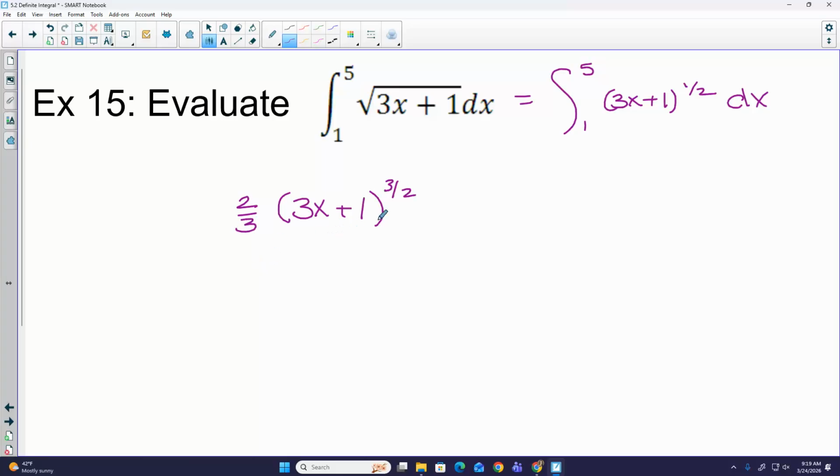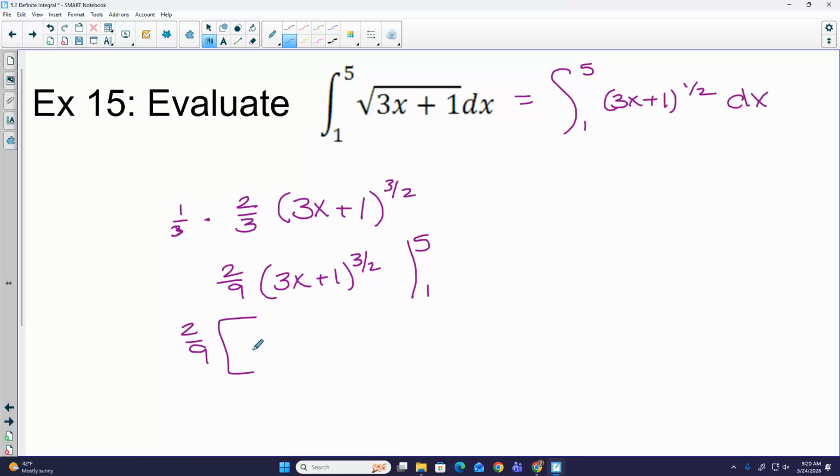But you also have to think, if you do this derivative, exponent comes down, inside stays the same, subtract 1 from the power, times derivative of the inside. The derivative of the inside is 3, so we need another 1/3 to cancel that. So we have 2/9 (3x plus 1) to the 3/2. And we're evaluating from 1 to 5. You can take the 2/9 out if you want.